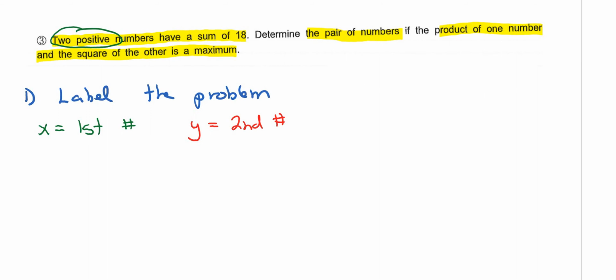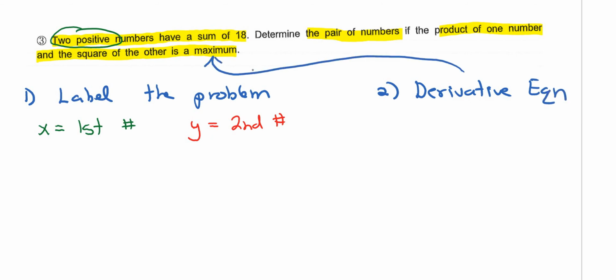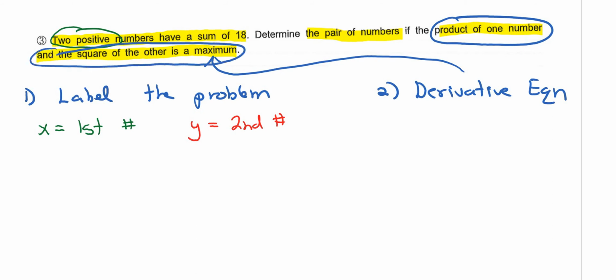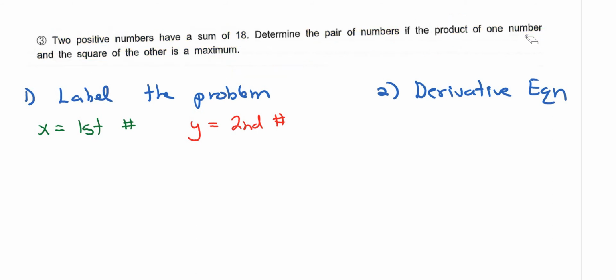And then for our next step, let's go ahead and set up our derivative equation here. Now, once again, for the derivative equation, you usually want to look at the very last part of the sentence here. So it says we want to find the product of one number and the square of another number is a maximum. Let me just erase all this because what we really need to focus on is this part right here. The product of one number and the square of another number is a maximum.